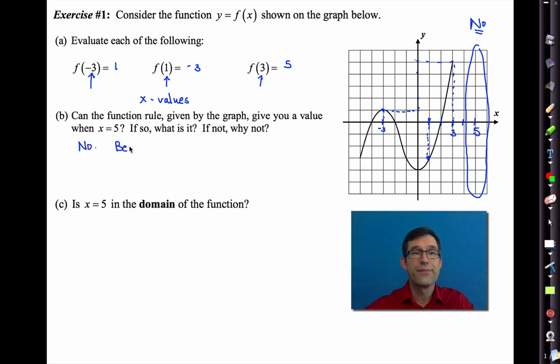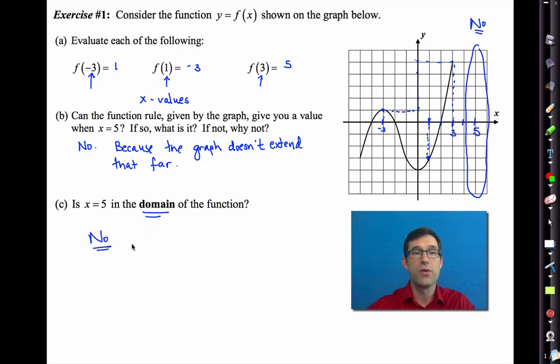And I would say it's because the graph doesn't extend that far. All right. Is x equal 5 in the domain of the function? And the answer is absolutely not. No. And that's because no output can be found.